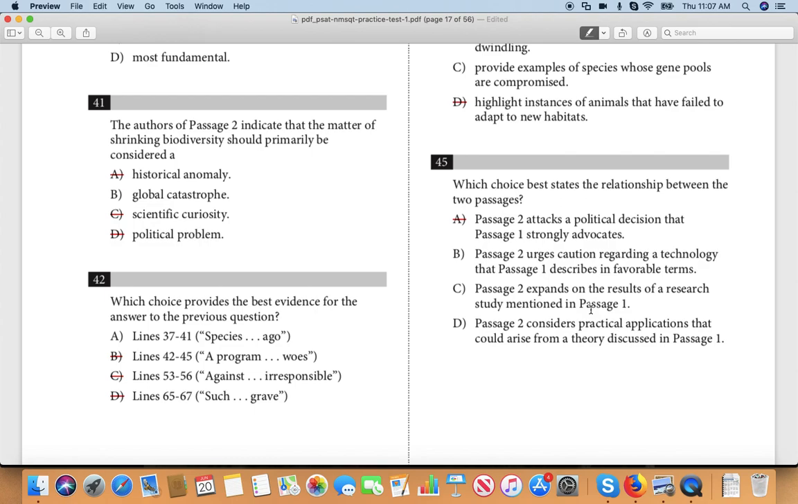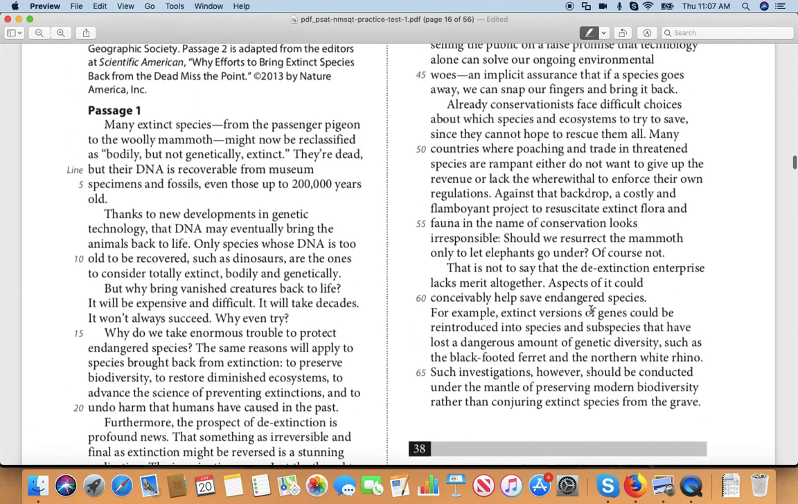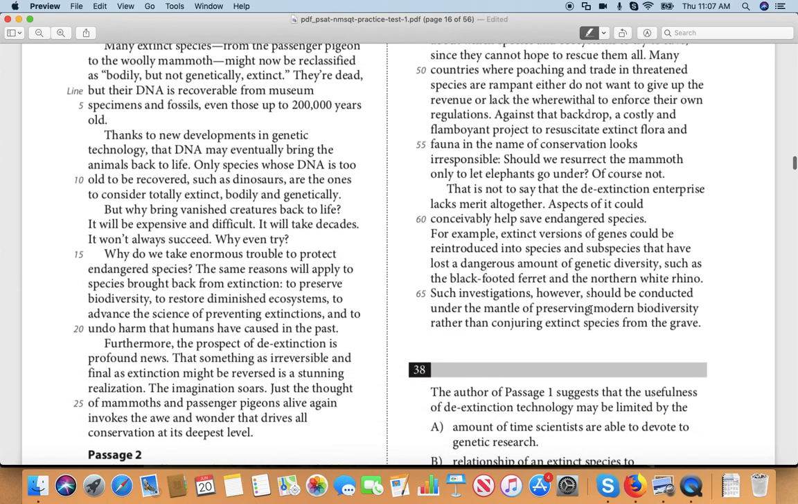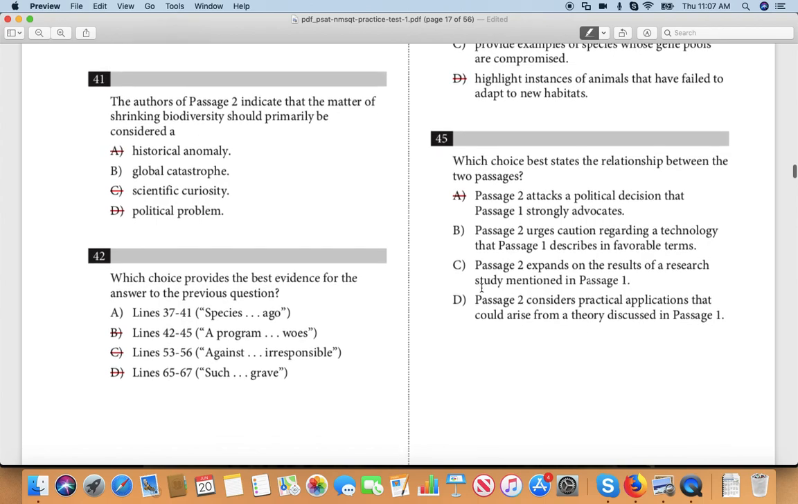Read answer choice C. Passage 2 expands on the results of a research study mentioned in Passage 1. No, it doesn't really do that. Like what study? There's no study. There's not one study mentioned in Passage 1, or Passage 2 for that matter. So, try D. Passage 2 considers practical applications that could arise from a theory discussed in Passage 1. No, it's not a theory. We've got the technology. That's not the relationship. It's B.